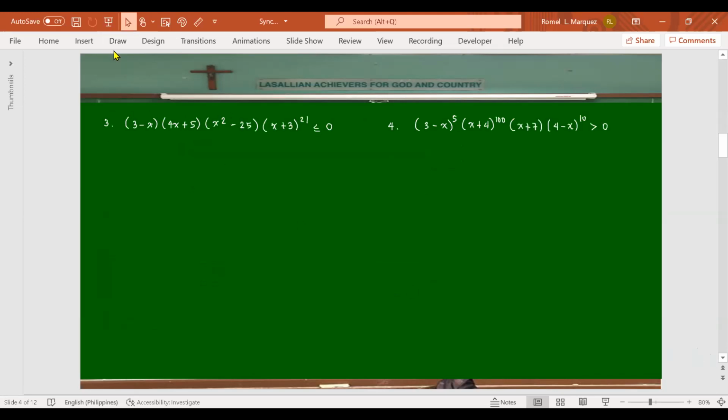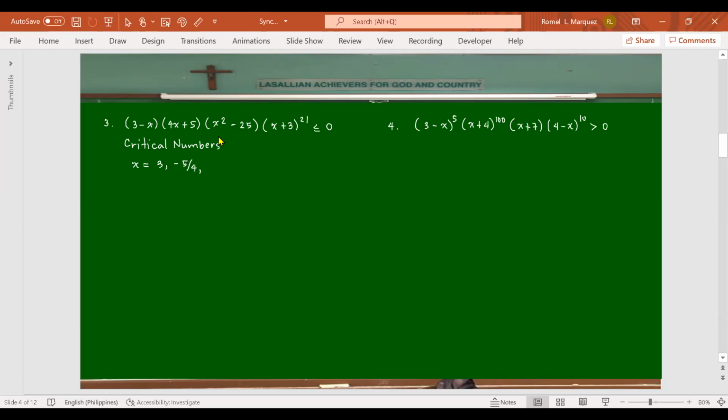What about if you have a polynomial like this? Get the critical numbers, guys. Dictate to me the critical numbers: the zeros of the left side. In what values of x will this be zero? What are the values? I start with 3, negative 5 over 4, plus or minus 5.